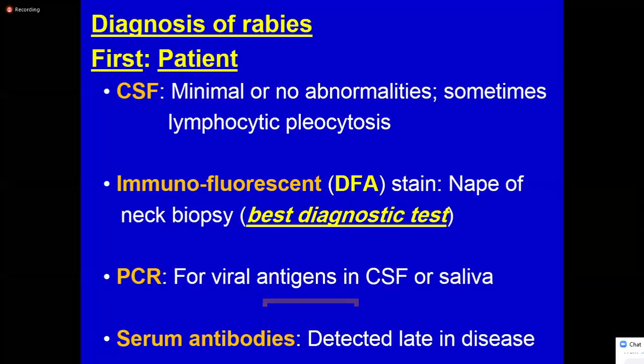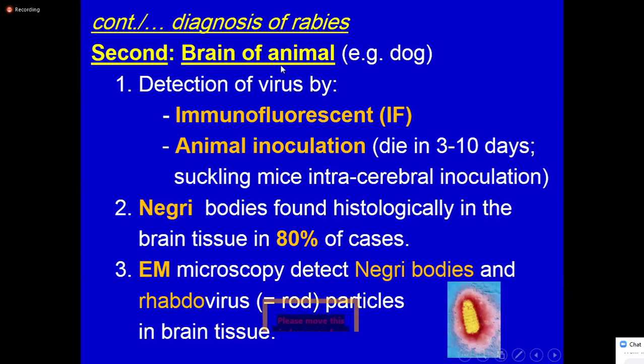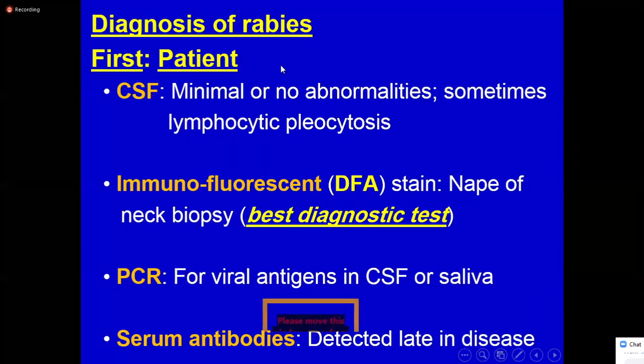Diagnosis, we can divide it for the patient first and for the animal. As I said in the beginning, for the patient, CSF shows minimal abnormality or even no abnormality. Sometimes you may get lymphocytic pleocytosis. Lymphocytes may be increased.